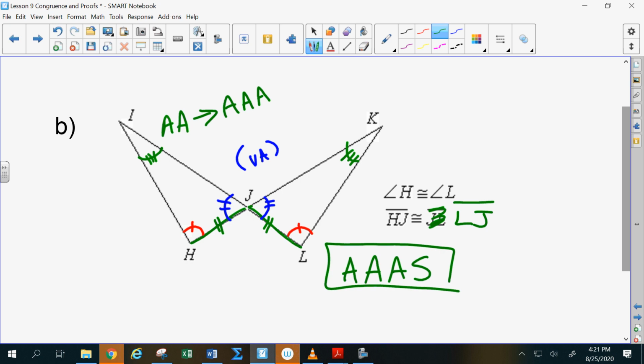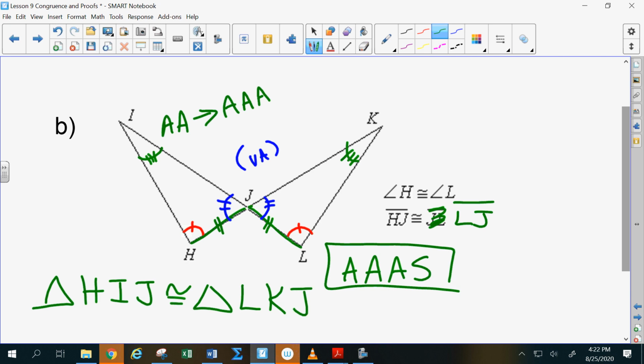And I could write my congruency statement as triangle HIJ for the left is congruent to. H was marked in red, so L is the corresponding one. I is marked in green, K is marked in green, so they are corresponding angles. And then the two at J are both marked in blue, so they are also corresponding angles.